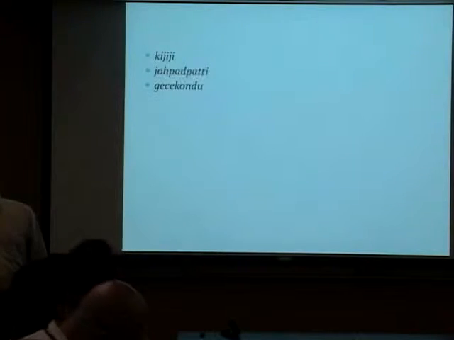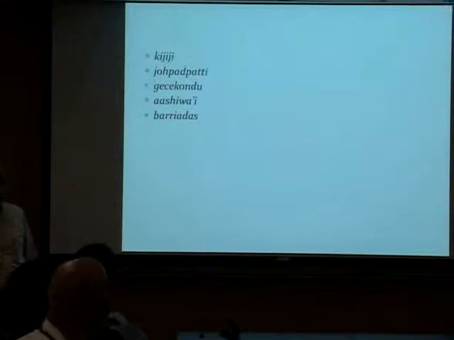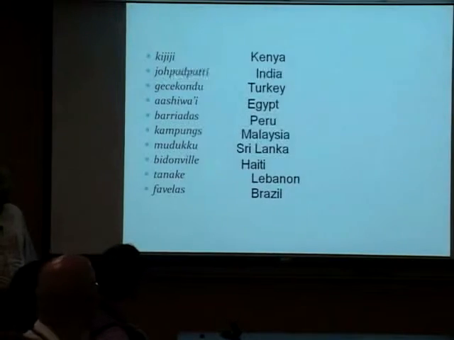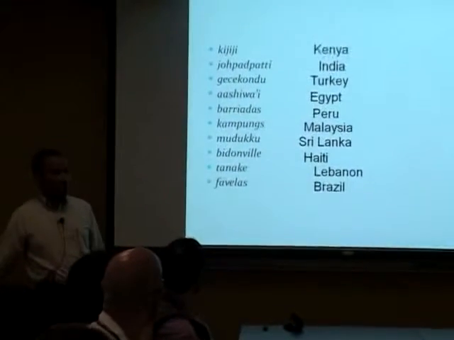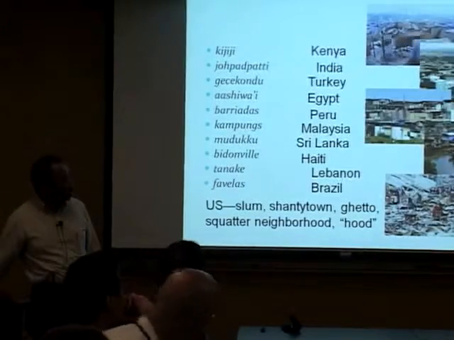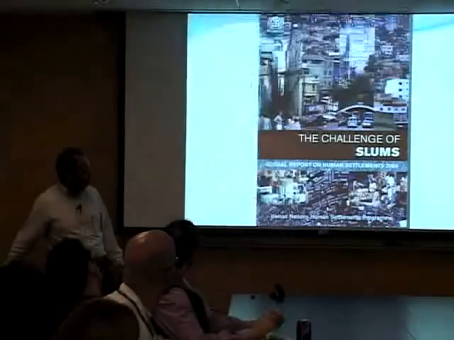So do you know, how many of you speak other languages? Kiji, one of the African dialects, Jodapati, Gesekondu, Turkish. This means it happened overnight. What about Ashwai? What about Barriadas? You know that. Many of you probably speak Spanish, no? Okay, so you know what Barriadas is, Kampungs, Muduku, Bidonville, Tanake. So these are what the slums are referred to in these countries, and they were depicted here in all these terms. We call them in the US slum, shantytown, ghetto, squatter neighborhood, etc.